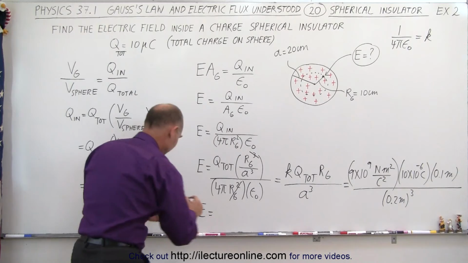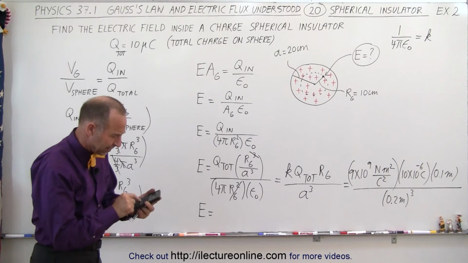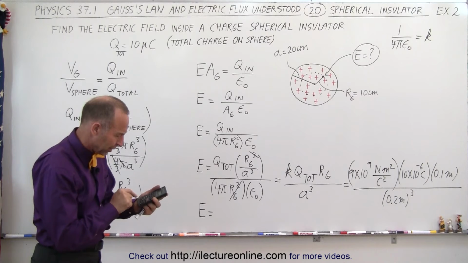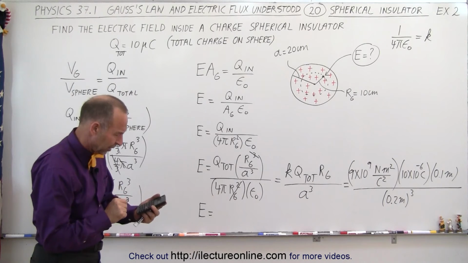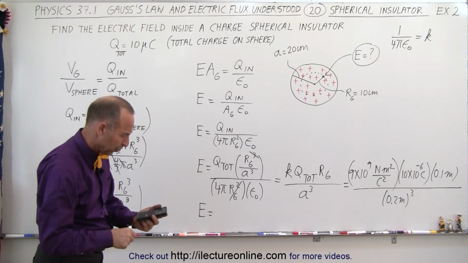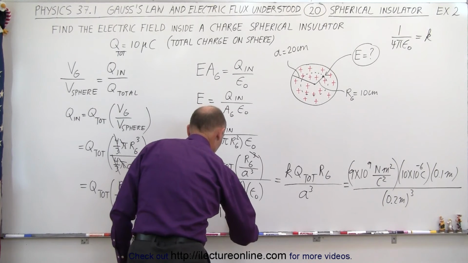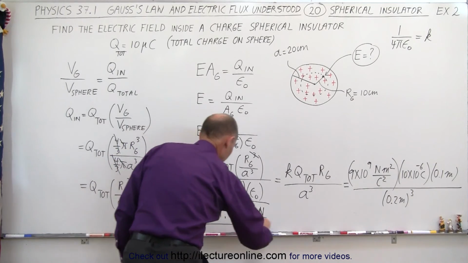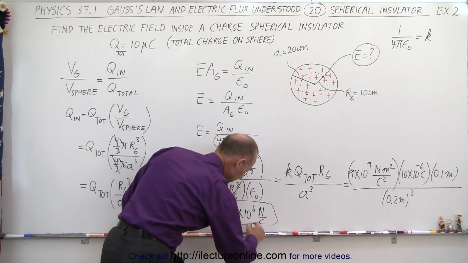So the electric field in this case is going to be, of course for this we're going to need a calculator. 9e9 times 10e-6 times 0.1 divided by 0.2 cubed equals, and I end up with, wow, that's a lot, 1.13 times 10 to the 6th newtons per coulomb, which is quite a strong electric field.